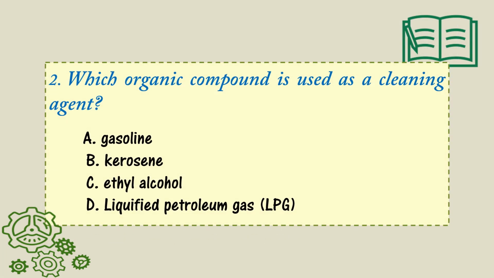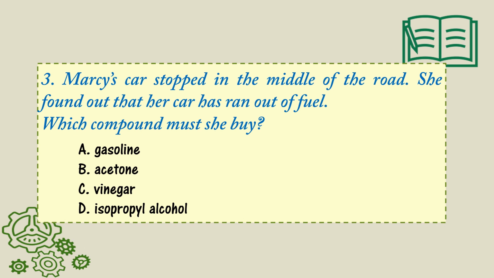Number 2. Which organic compound is used as a cleaning agent? A. Gasoline, B. Kerosene, C. Ethyl alcohol, D. Liquefied petroleum gas. Number 3. Marcy's car stopped in the middle of the road. She found out that her car has run out of fuel. Which compound must she buy? A. Gasoline, B. Acetone, C. Vinegar, D. Isopropyl alcohol.